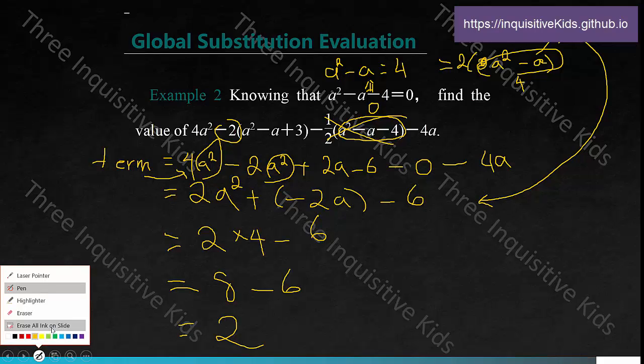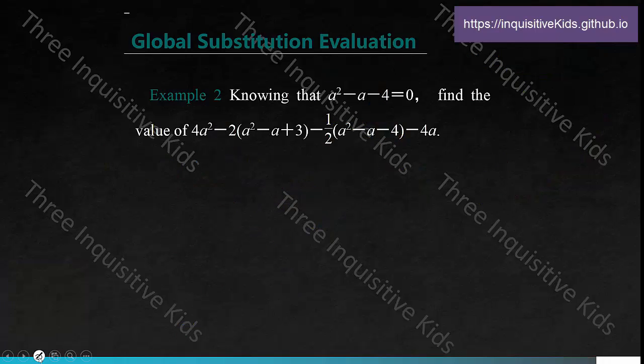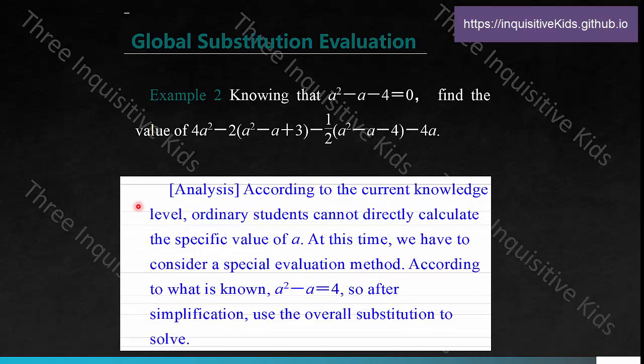So take a look at the solution again. When you're ready, you hit unpause the video, and I would erase the ink on the slide. Are you ready? Okay. So let's take a look at this computer solution. According to the current knowledge levels, ordinary students cannot directly calculate the specific value of A. At this time, we have to consider a special evaluation method. According to what is known, a squared minus a equals 4.